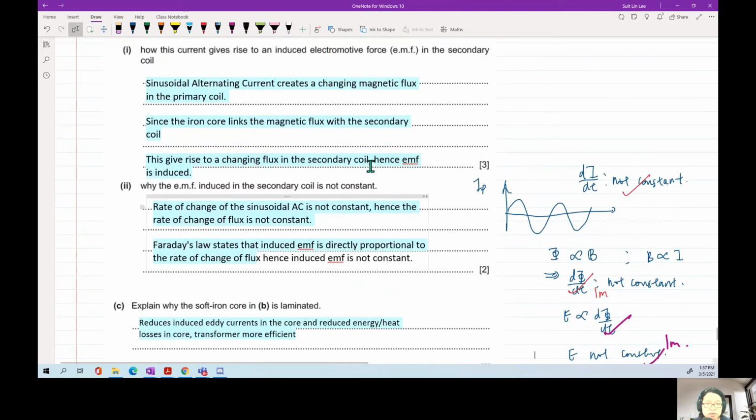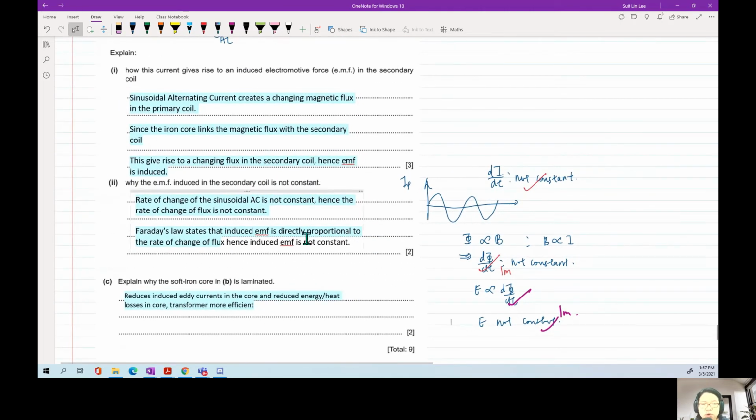Okay, so this is a question that is fully on explanation. They can ask you to calculate, so just for revision's sake, don't forget the ratio of NP to NS will be equal to VP to VS. So now to use the equation, go find out how.